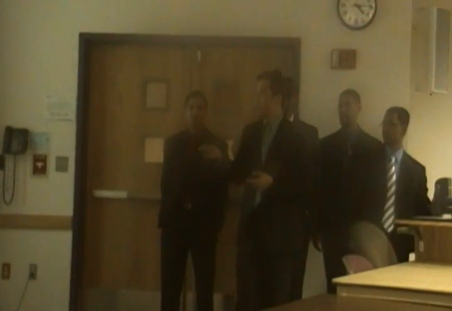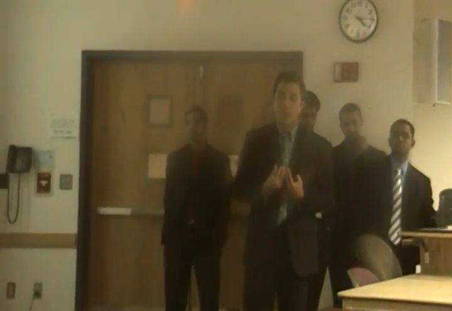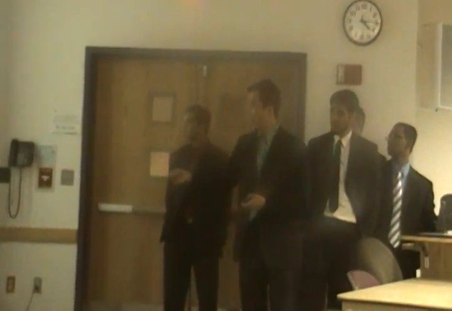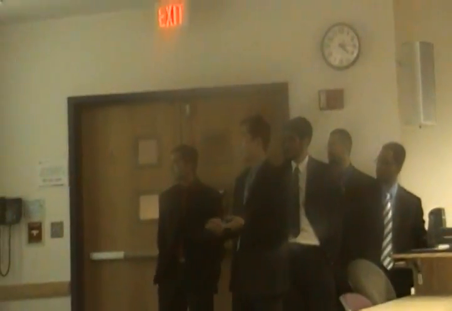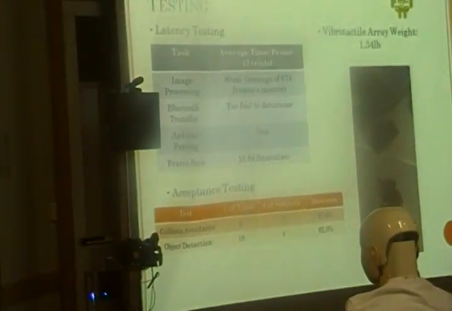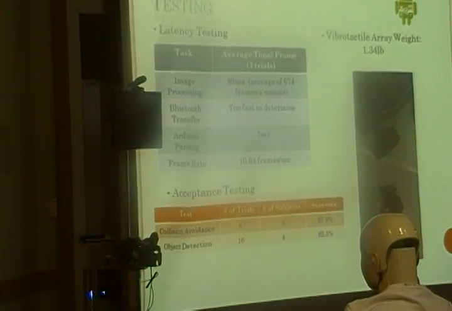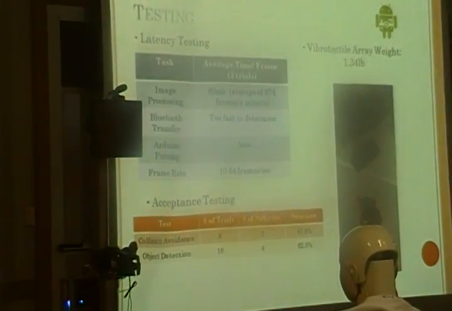62.5%. The collision avoidance rate is higher than the object detection, just because with low vibration, the user would be able to know the objects around and could avoid the collision. That's why the collision avoidance is higher than the object detection. Also, the vibrotactile array mass is about 1.34 pounds. And next, we'll show the video to further prove this testing.